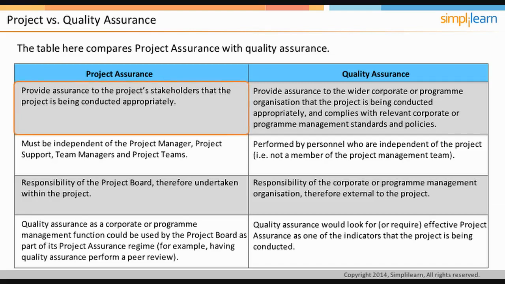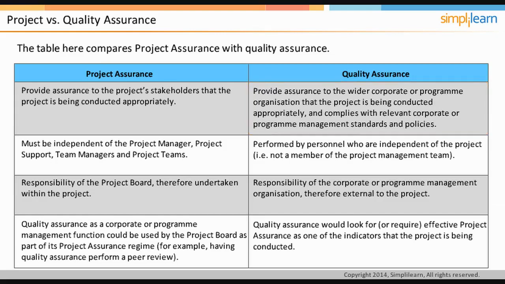Project assurance refers specifically to the project board's accountability for assuring to the project's stakeholders that the project is conducted appropriately. This is therefore a responsibility within the project organization and specifically the responsibility of the project board. While quality assurance is the responsibility of corporate or program management, and so it is outside the project organization. Quality assurance provides assurance to the wider corporate or program organization that the project is being conducted appropriately and complies with relevant corporate or program management standards and policies.